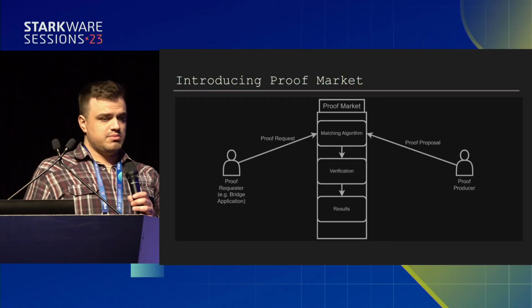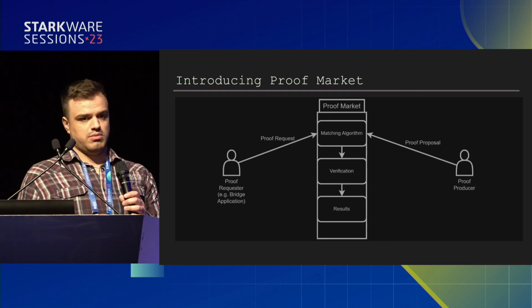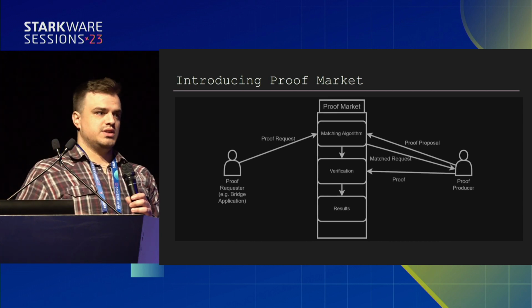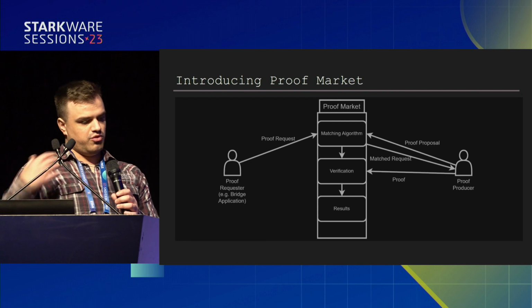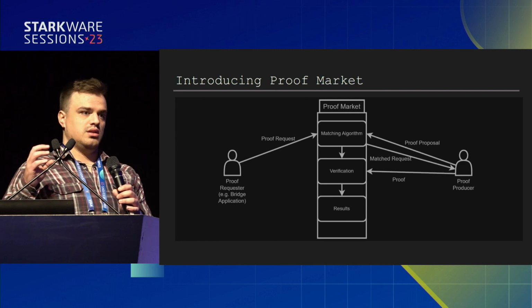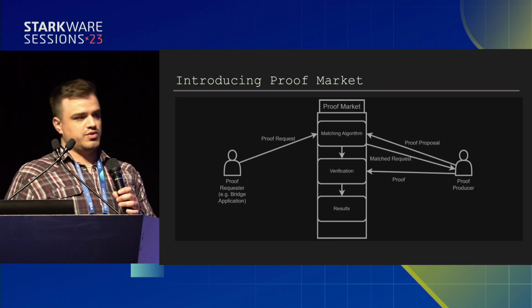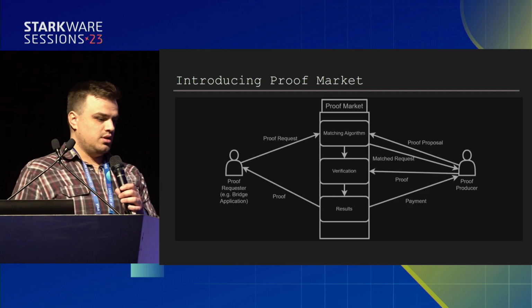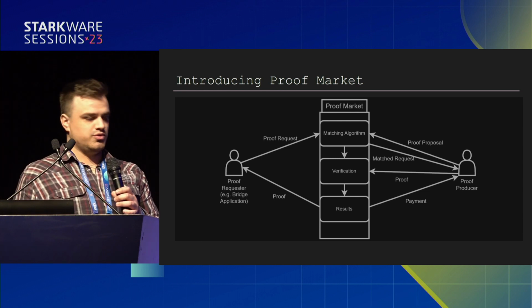The process includes several steps. First of all, both sides, proof requesters and proof producers, send requests and proposals to the market. The matching algorithm continuously checks if there is a match between them. It takes into account proof producers' fees and expected proof generation time. If there is a match, then the request is assigned to a proof producer, and the proof producer starts generating the proof. When the proof is ready, it's sent to Proof Market, where it should be verified. If the proof is correct, then payment goes to the proof producer, and the proof goes to the proof requester.